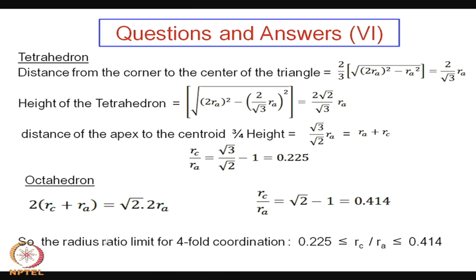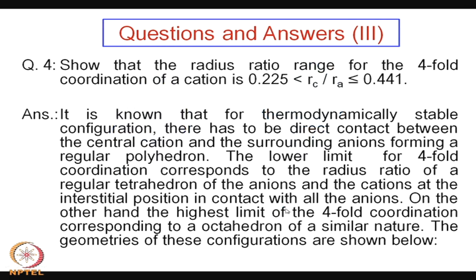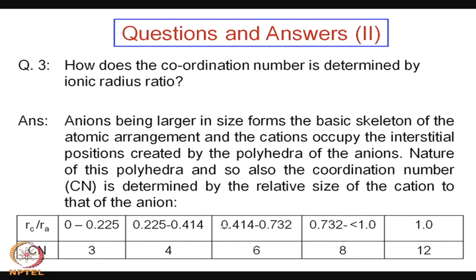So, the radius ratio limit for 4-fold coordination is 0.225 for the tetrahedron and 0.414 for the octahedron. Similarly, one can find out the other radius ratio limits which I presented earlier in connection with another question. So, we have derived this particular limit, and one can very simply derive the other limits in the same consideration of the geometry.